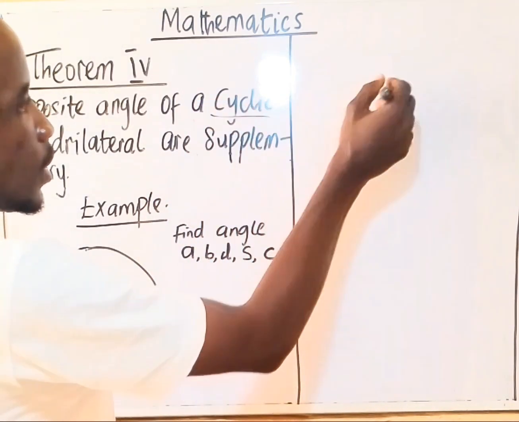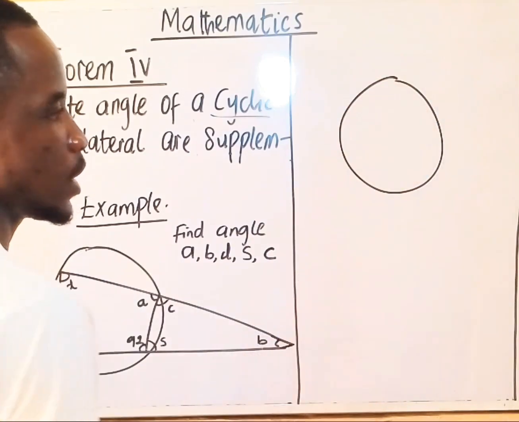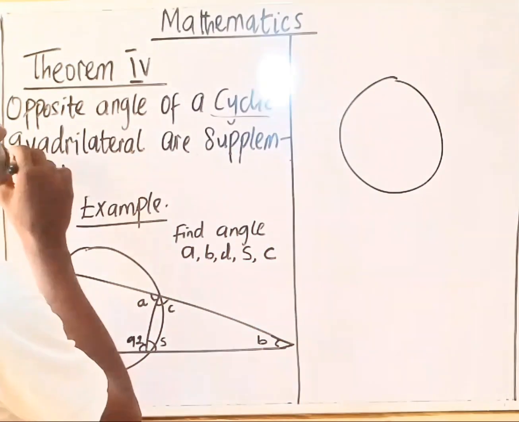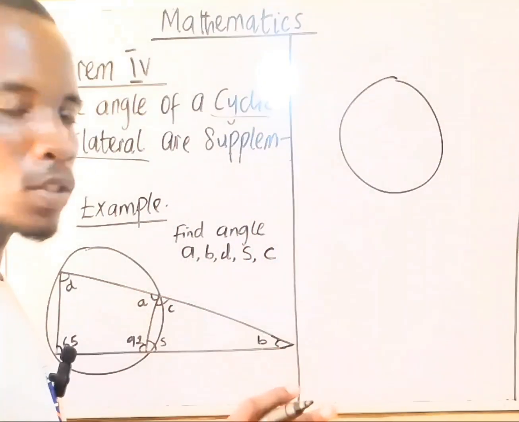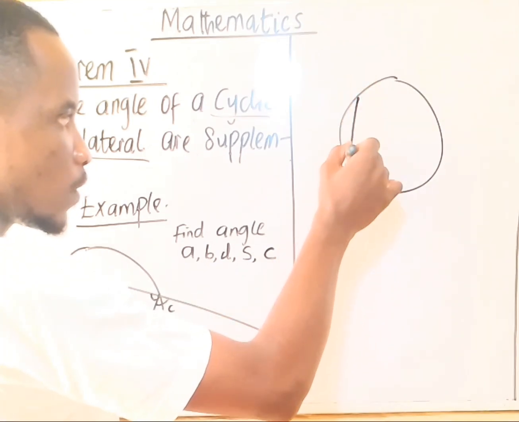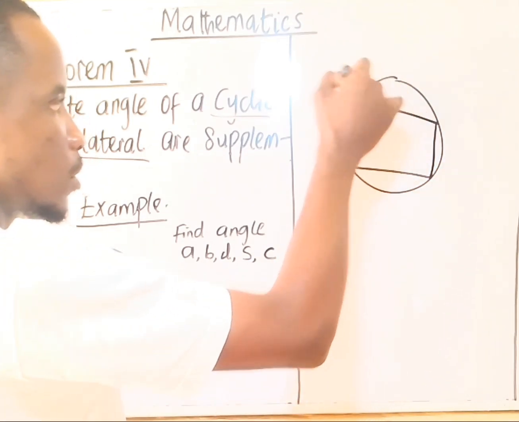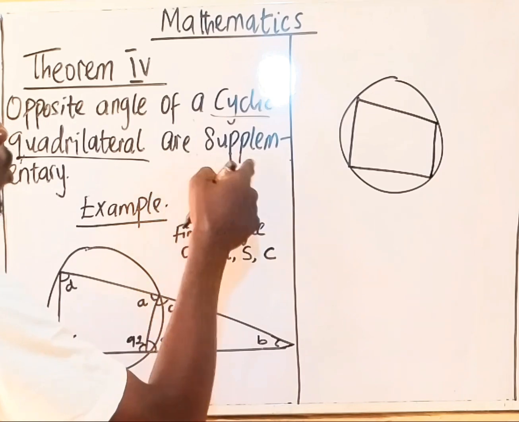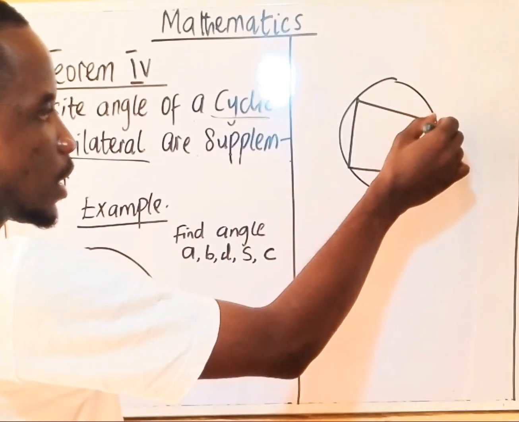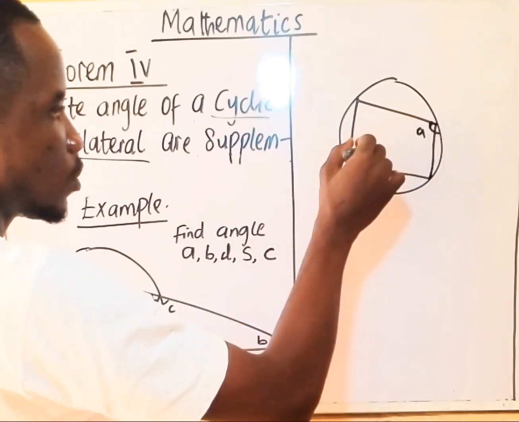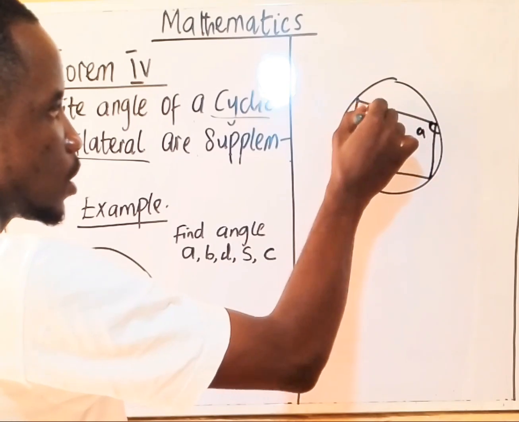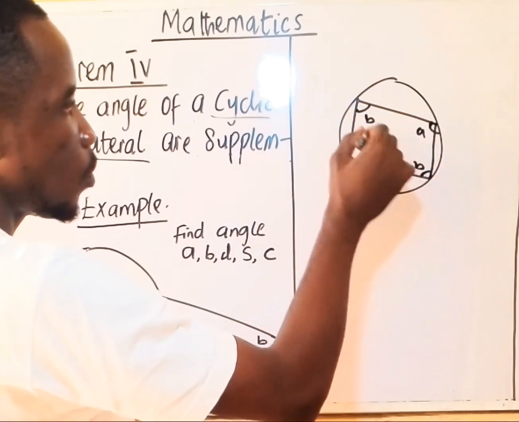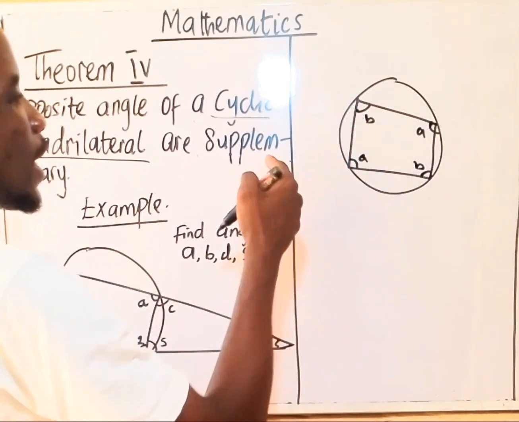When I hear the word cyclic, you already know it's a circle, something that is circular in shape. Now quadrilateral: a quadrilateral is any four-sided shape in the circle. So we have this four-sided shape in this circle. Opposite angles means whatever is here, it's the same thing. If here is A, here's automatically A. If this side is B, here's automatically B.